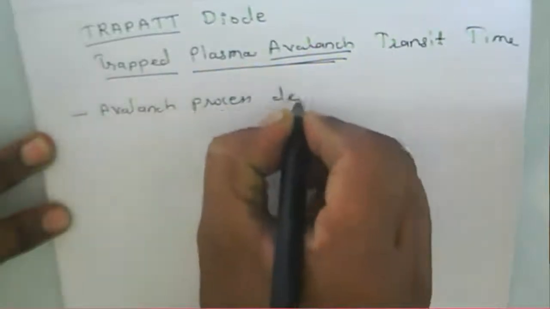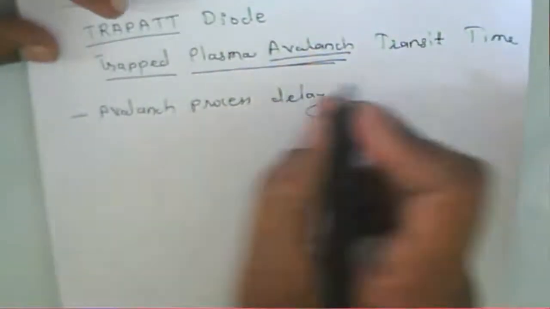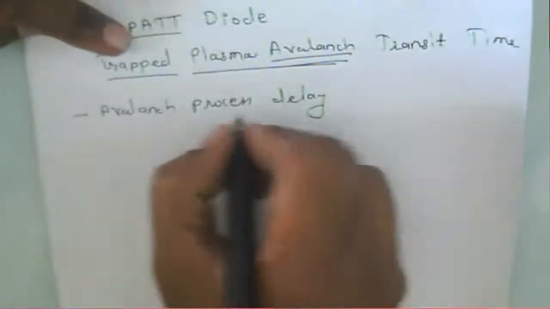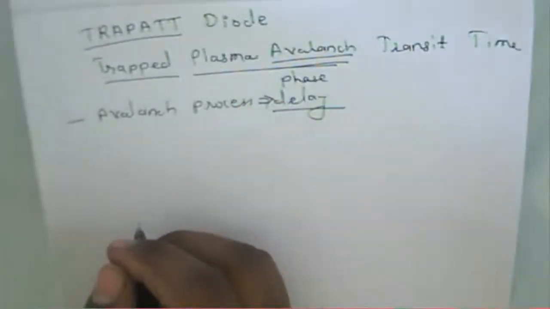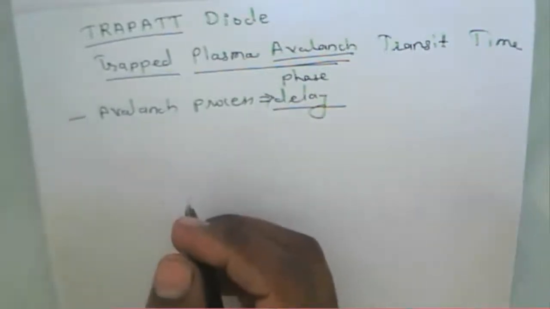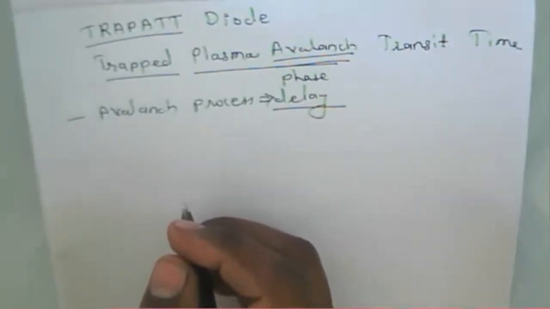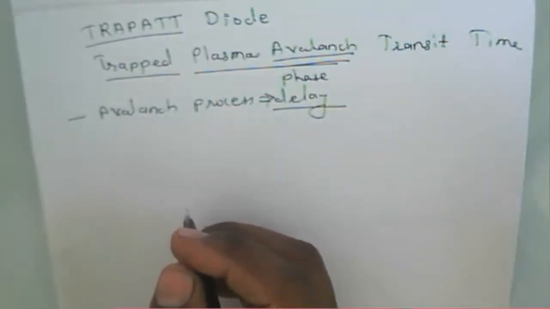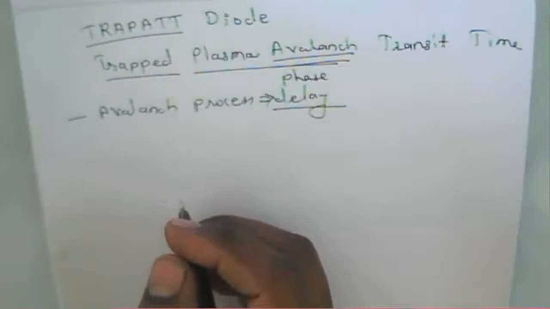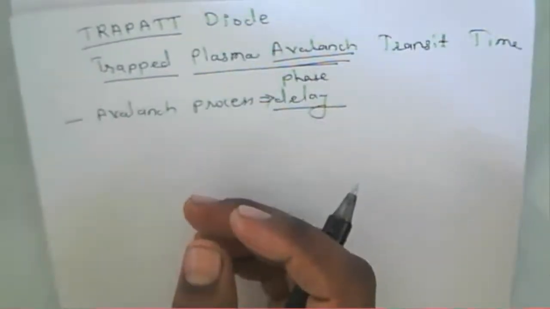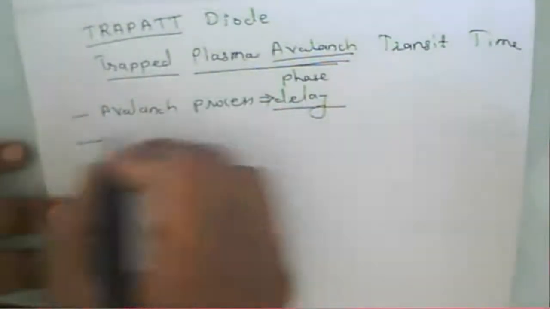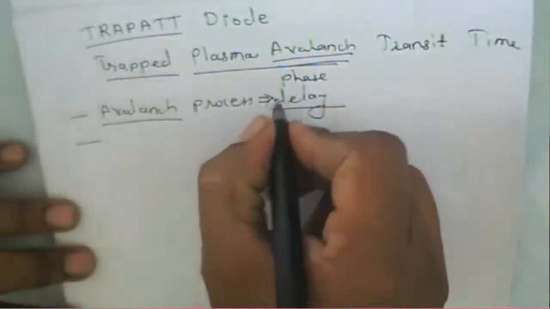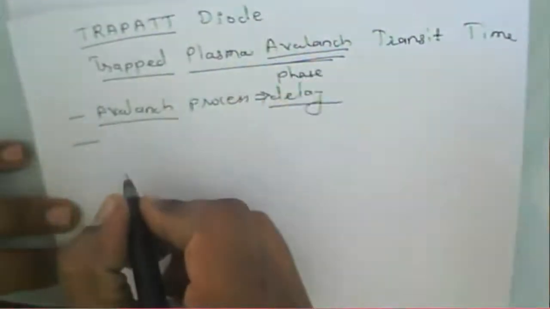The avalanche process will produce a phase delay in the current. This avalanche delay occurs when we provide some voltage to this particular diode, and that voltage goes beyond the breakdown voltage. The avalanche process will delay the phase of the current.